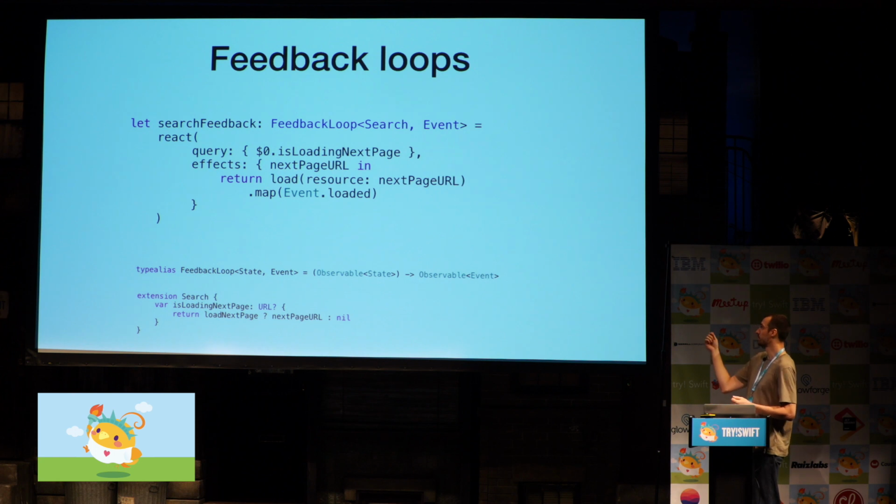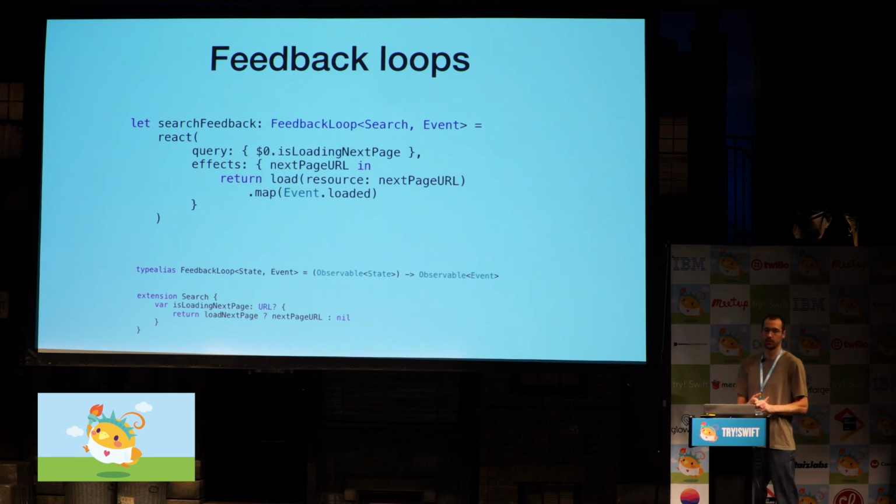If the query is able to return some value, then that value is passed to the effects lambda, which really describes what you're doing. If you're doing some kind of network API call, you get a URL, and you just get an observable that performs those events. And basically, after you're done with them, you produce an event. So this is a really, really common feedback loop. We use it probably more than 90% of the time.